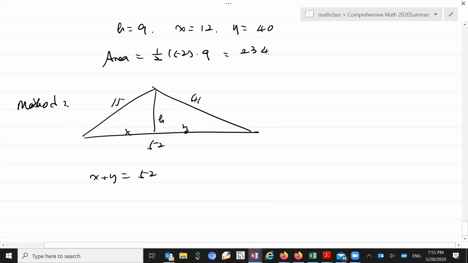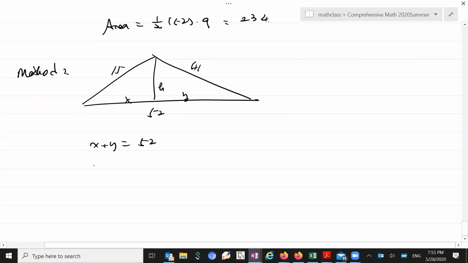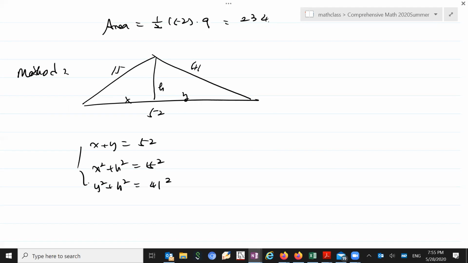You get one equation. You have 3 unknowns here, right? The first Pythagorean theorem says that x squared plus h squared equals 15 squared. The second one is y squared plus h squared equals 41 squared. So you have 3 equations, 3 unknowns, and you're able to solve it, right? If you can find the x, then you can find h. So once you find the h, the area is done. How do you find the x and the y?